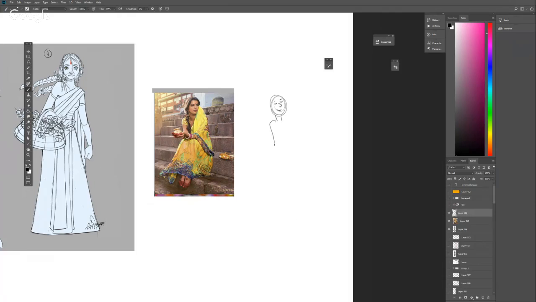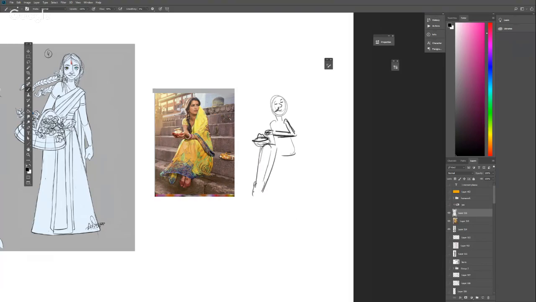Then maybe she's having lunch, so she's holding a bowl, and they're eating with their hands in India, right? So maybe she's picking up some rice. Maybe that would be funny, to just take this photo and have her eating some bowl of rice or something. Then you can use the same positioning of the feet. You can look at how the clothing goes. This would be a perfect portfolio drawing.